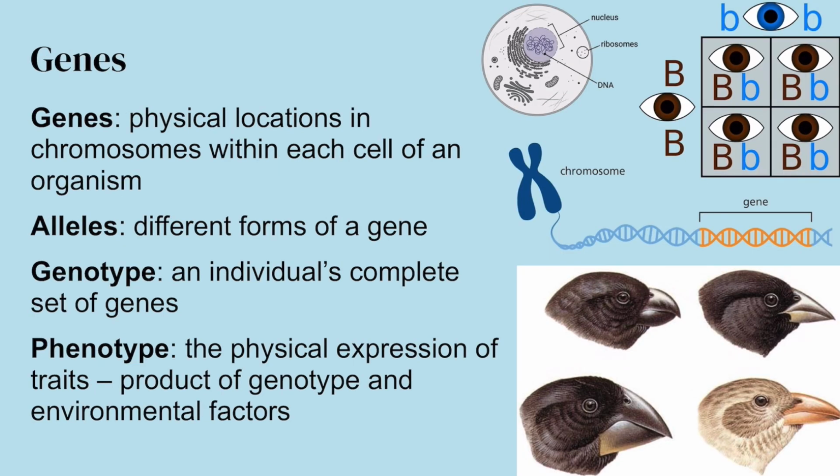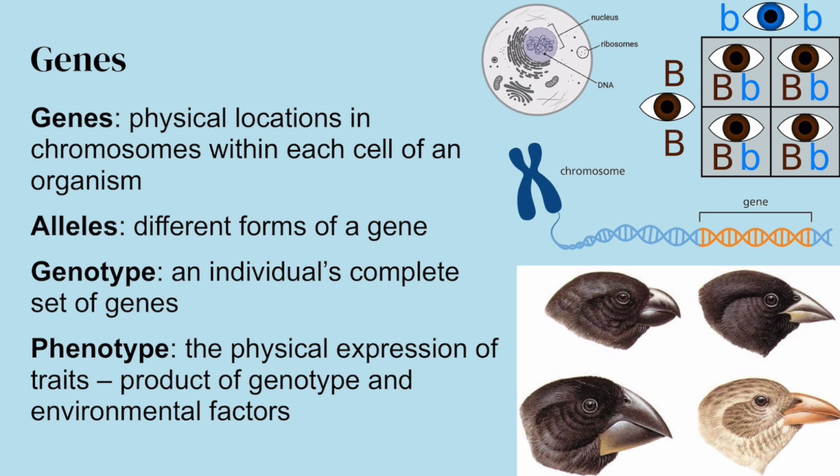Okay, let's cover a few definitions. First, genes are physical locations in chromosomes within each cell of an organism. Each gene has a specific segment of DNA that codes for a particular trait, such as body size, hair color, etc. The DNA itself can take several different forms, which are called alleles. So alleles are different forms of a gene. Genes are specific locations on a chromosome.